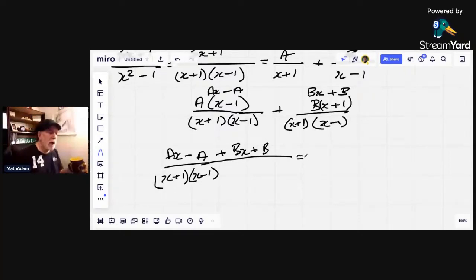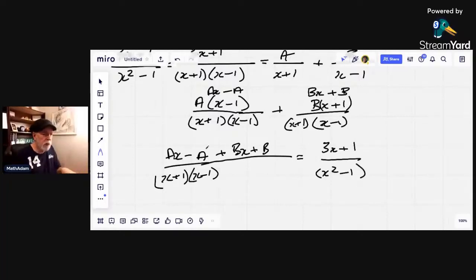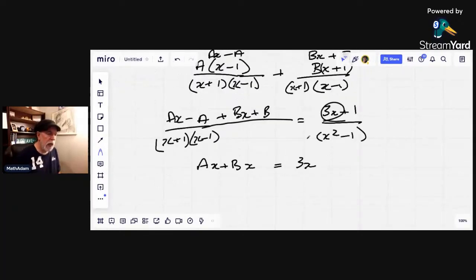Remember, what did all this equal to? All that equaled 3x plus 1 over, and then remember, we multiply that out. It's just x squared. I don't even need the parentheses. x squared minus 1. Okay, so let's rearrange this. The ax plus bx, that is going to be your 3x. And your minus a, I'm going to leave the minus here so the a's are above each other. The minus a plus b, that's going to be the 1. So we'll put there 1.